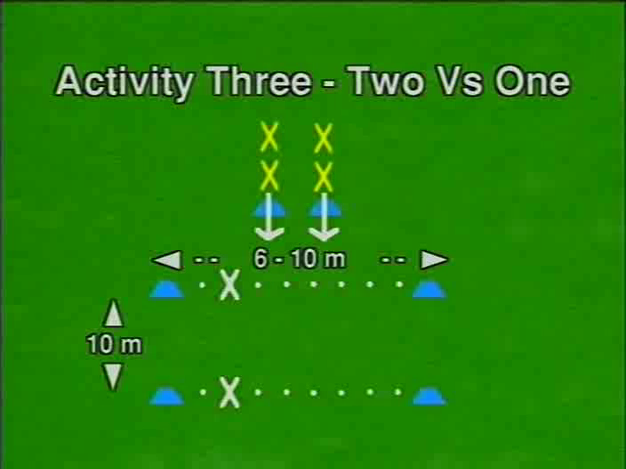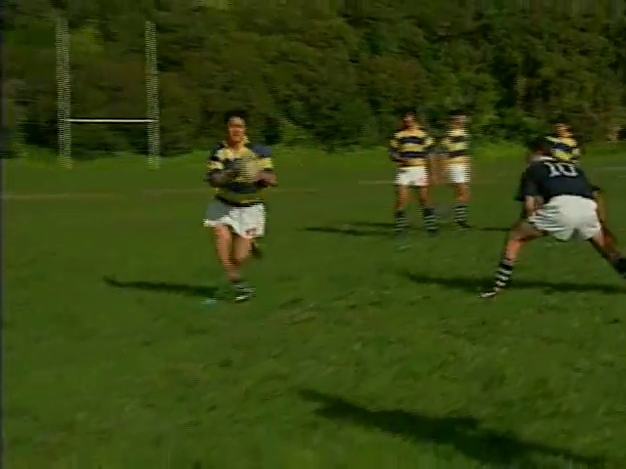The defenders can move left or right along the line between the set of cones. To extend, allow the defenders to move forward of the line. Rotate players in their various roles.